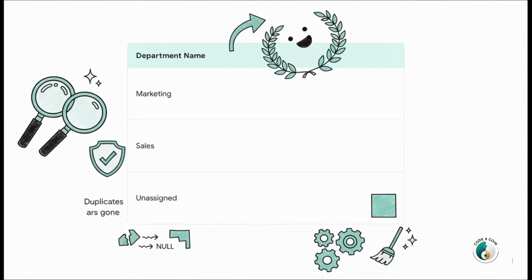And here it is, our final masterpiece. Just look at that. There are no duplicates. All those pesky NULL values have been replaced with something that actually makes sense, and the column has a clear, professional-looking header. Now this is a table you can be proud to show someone.